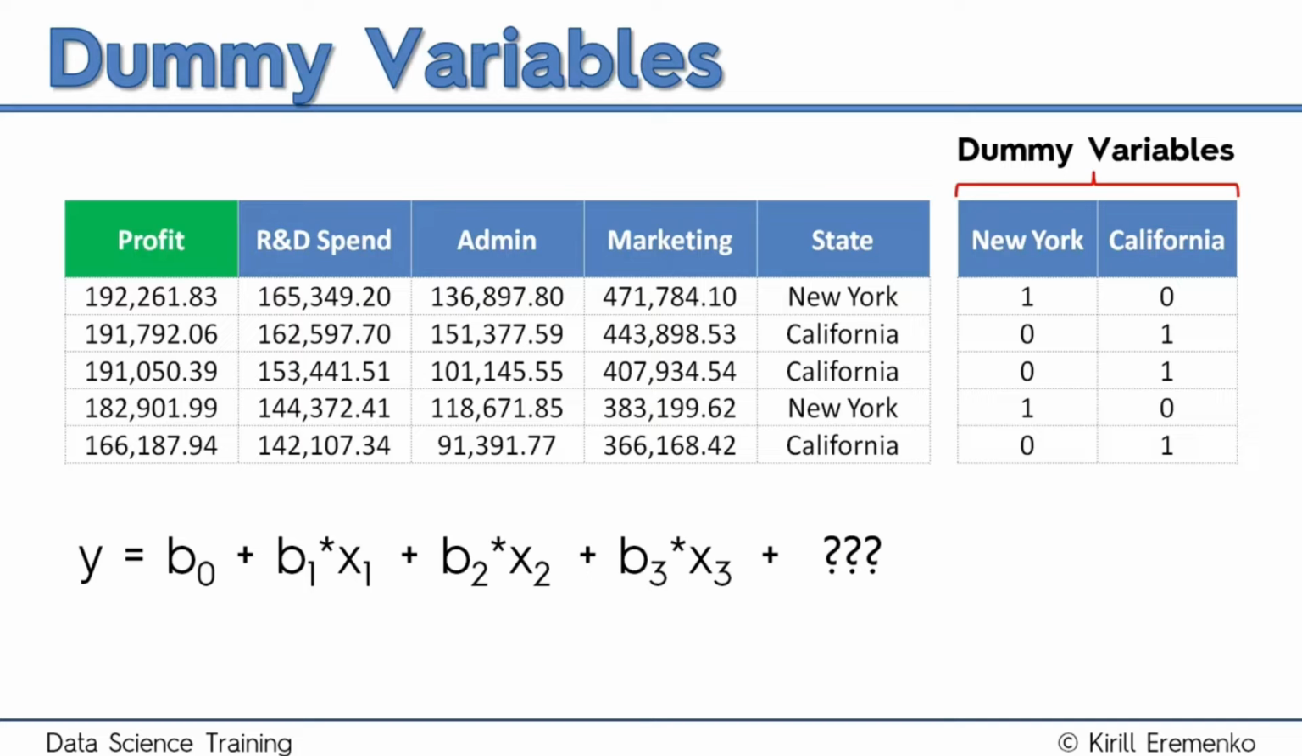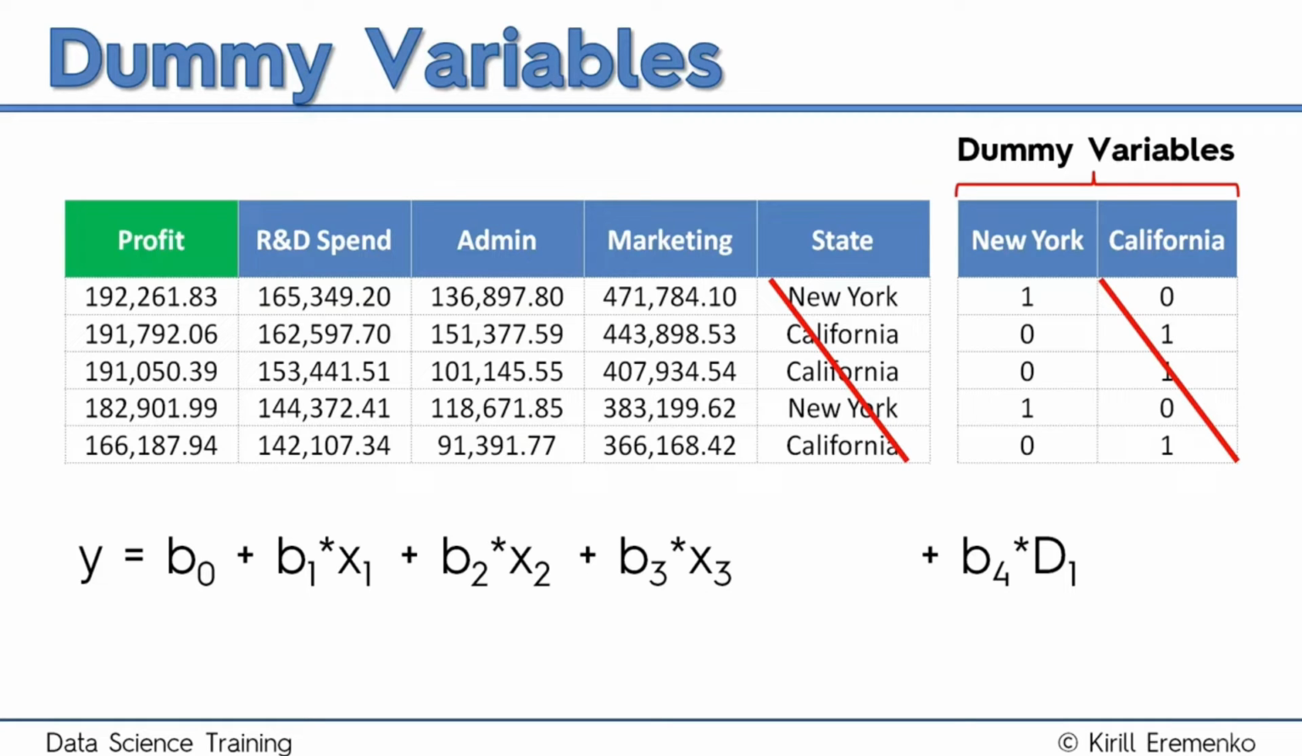All you have to do is use the New York column, and you're going to be using it instead of state, so you're not going to be using state anymore. And basically you add a variable which is B4 times D1, and D1 in this case is your dummy variable for New York. And you don't use the California column either.